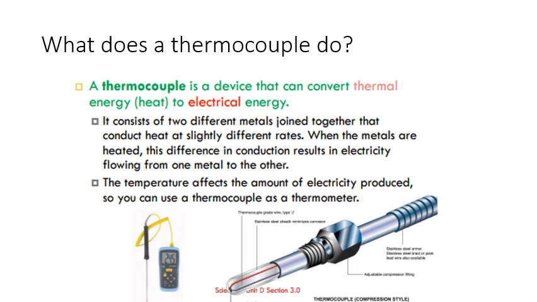It consists of two different metals joined together that conduct heat at slightly different rates. So you have two heat conductors where one is better at conducting than the other. When the metals are heated, this difference in conduction results in electricity flowing from one metal to the other. The temperature affects the amount of electricity produced, so you can use a thermocouple as a thermometer.